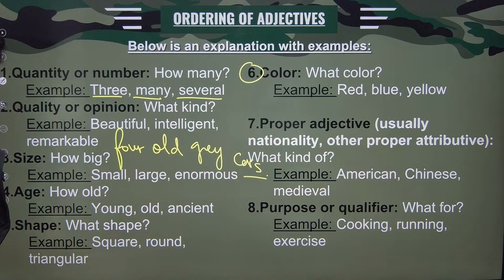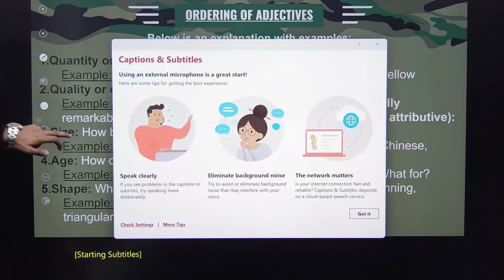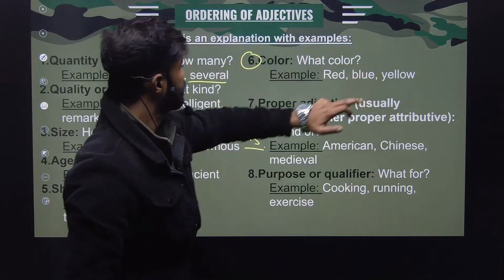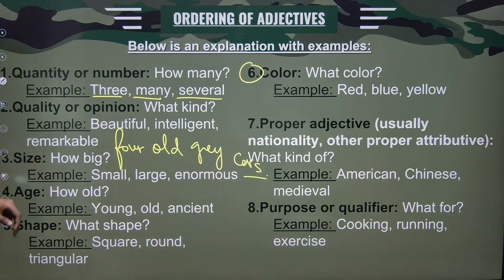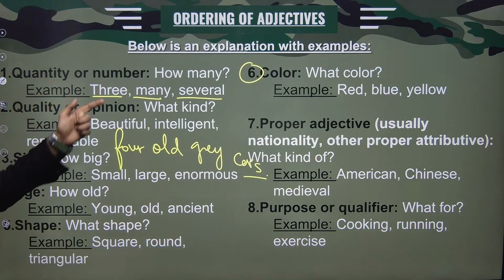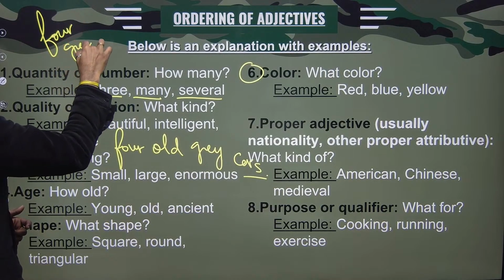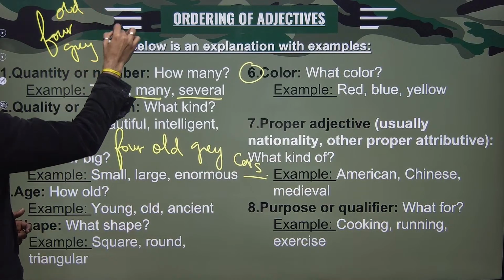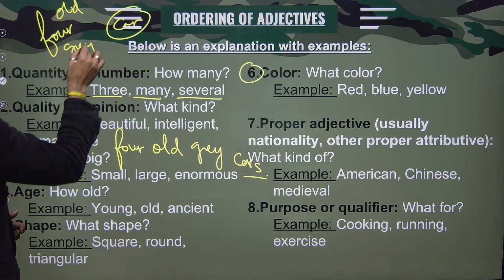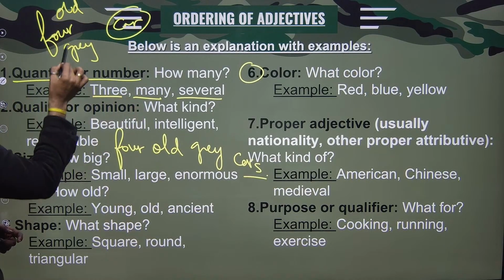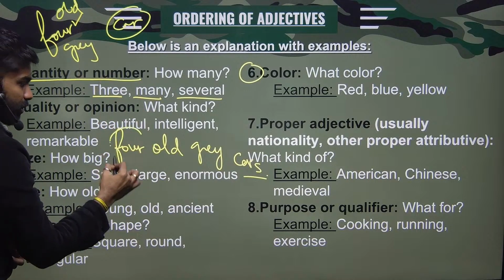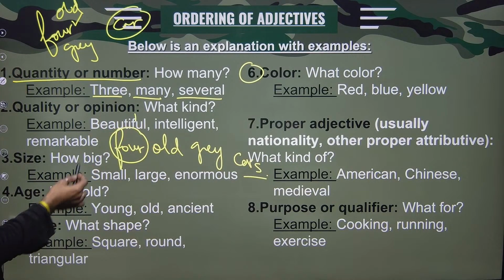I hope you understood. See, first we are talking about the quantity or number. So when I have 4, grey, old and car, I don't know how to arrange this. First go with quantity or number. 4. So 4 will be my first in order. And then the second one, go to age. How old?